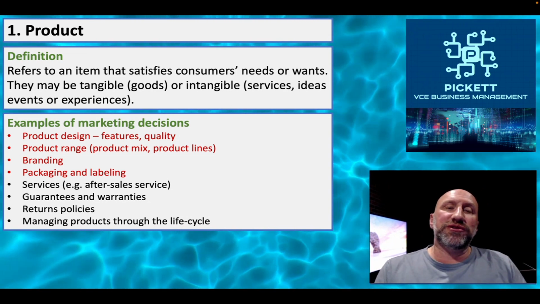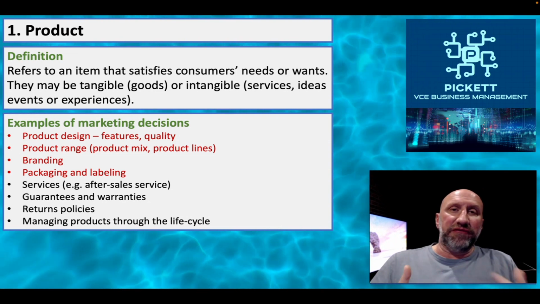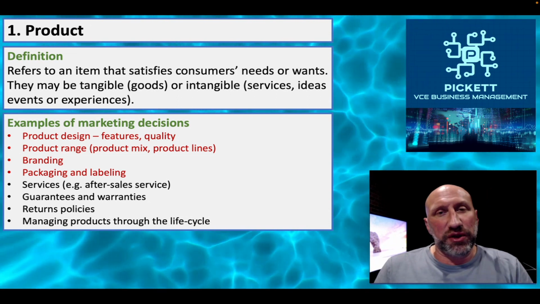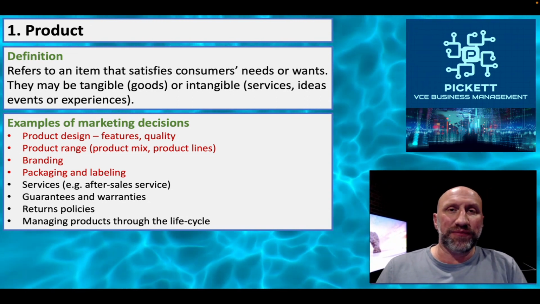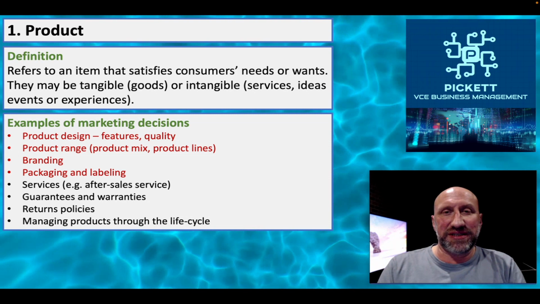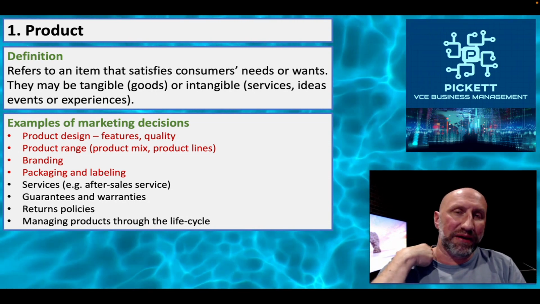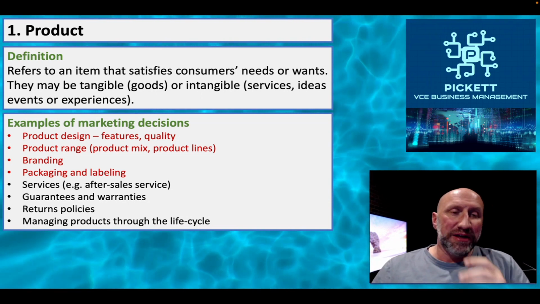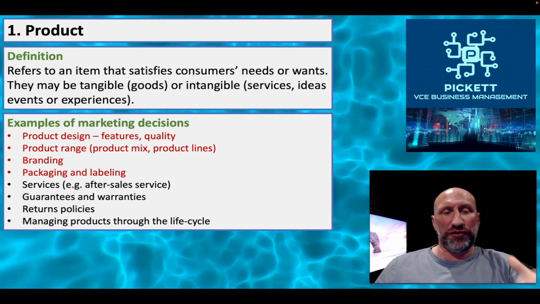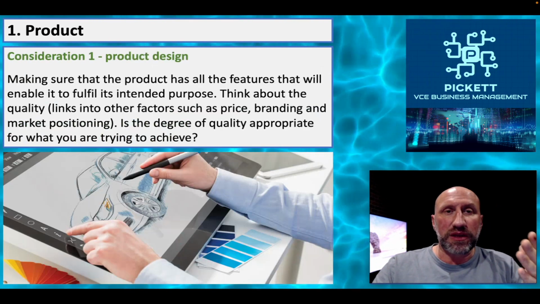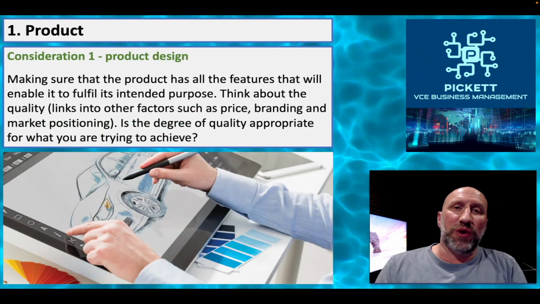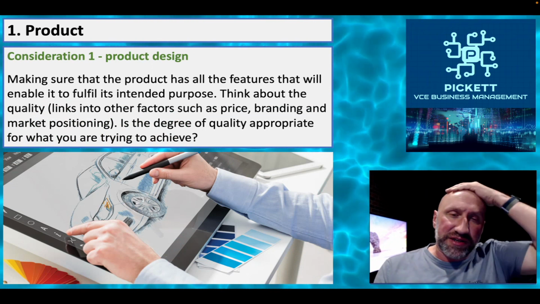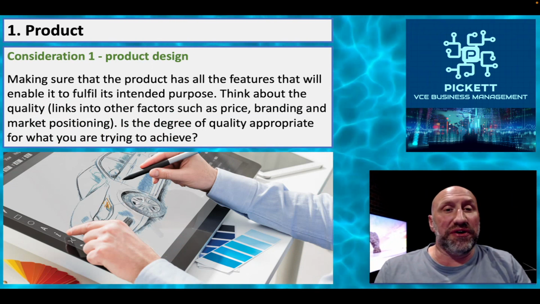Now, examples of marketing decisions that are involved in this first P, product. You have a little list there. The 4 in red are the ones I'm going to focus on. Like I said, we can't talk about everything related to the 7 Ps, or this video would be many hours long. So as always, we narrow things down and simplify a bit. So we're just going to talk about the first 4 things that you see in red here. So let's get into the first one. When we're talking about a product, one of the considerations is the product design.